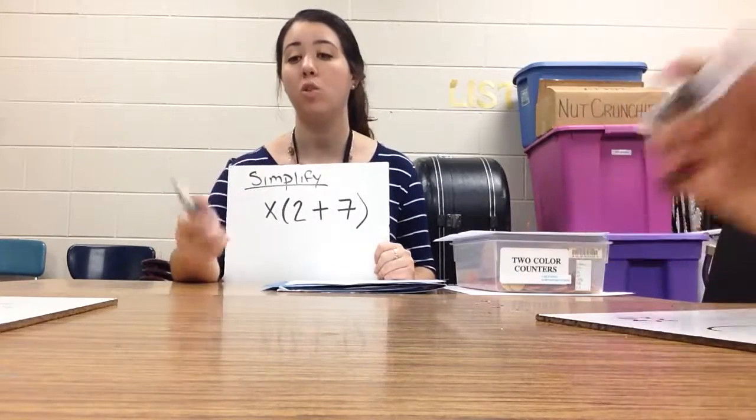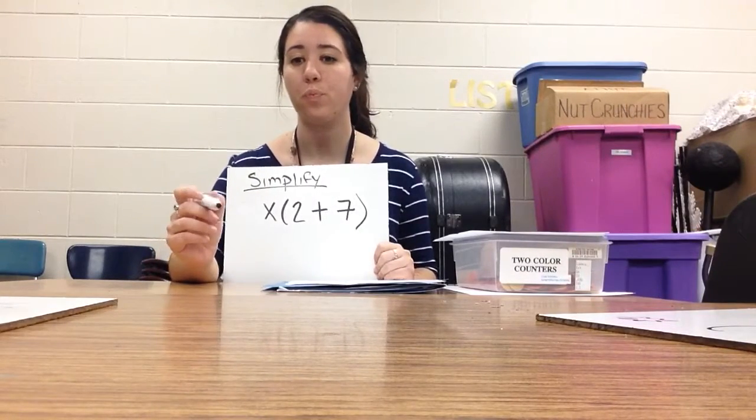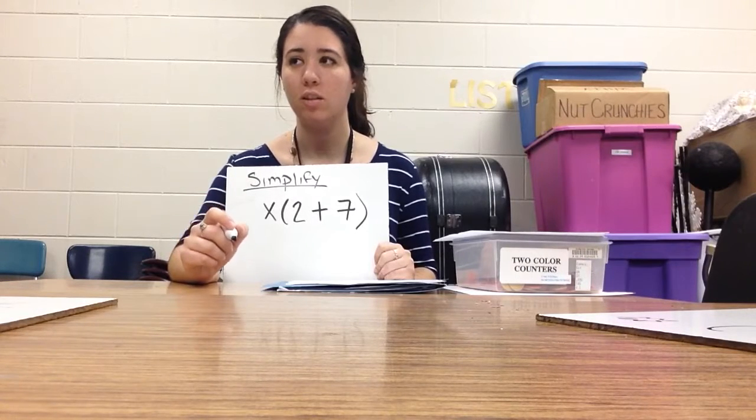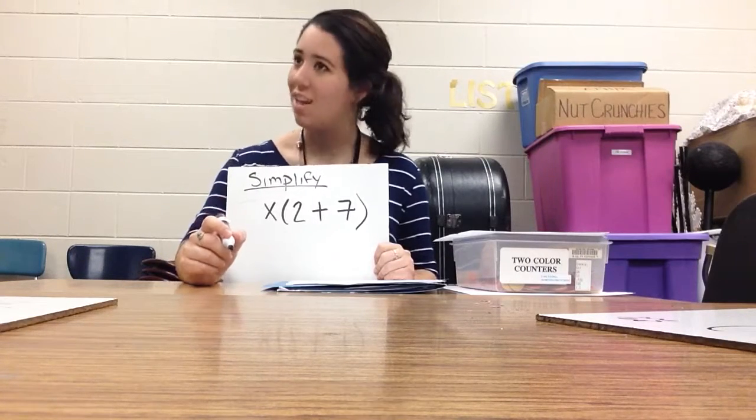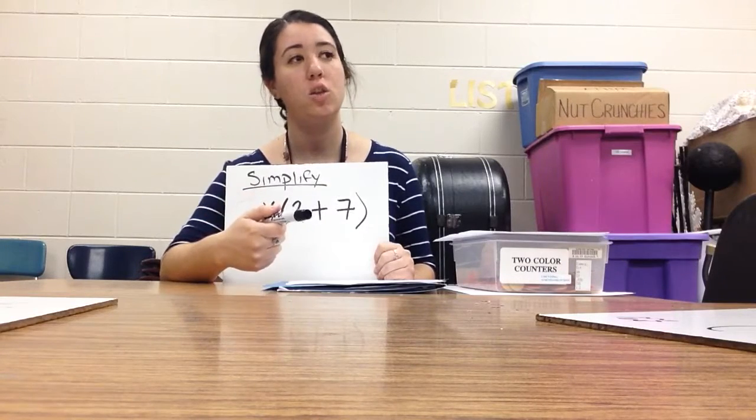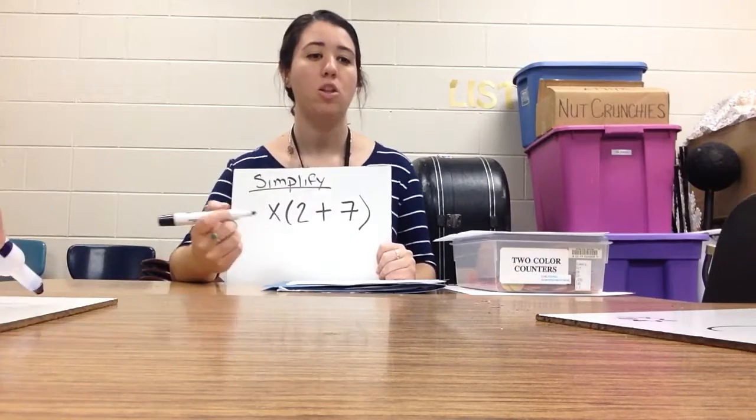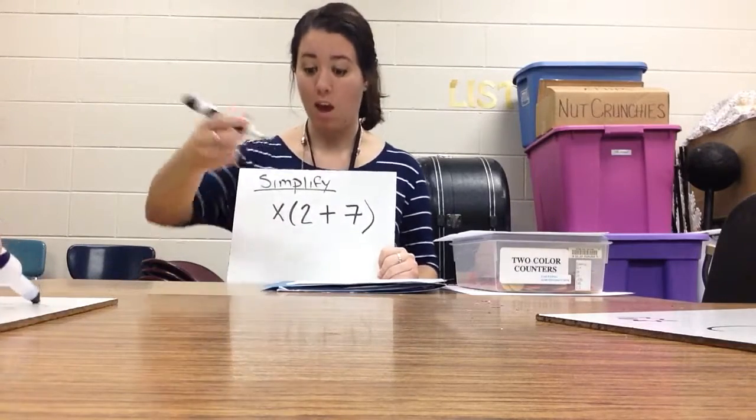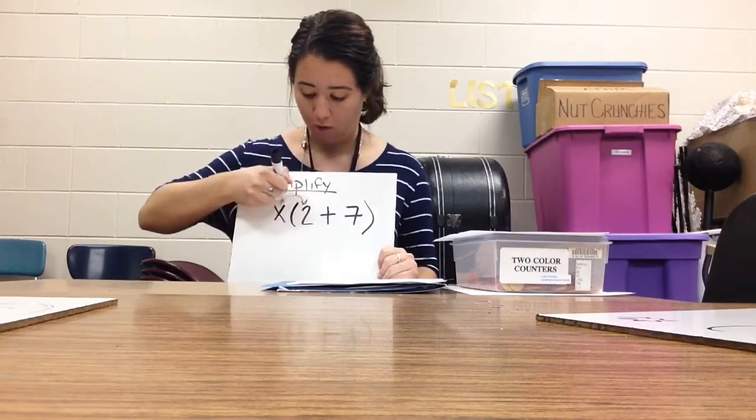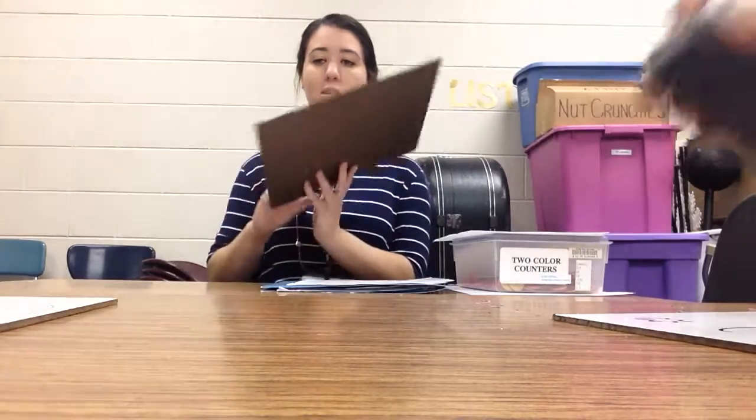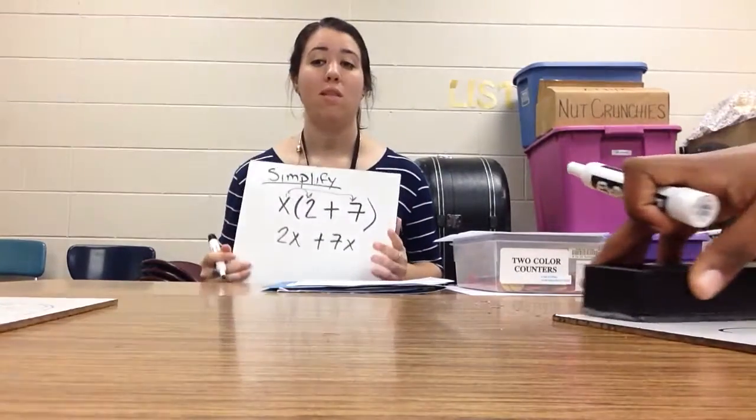Okay, and how did you get that? Because I distributed x into 2 and 7. Yeah, do you know what that property is called? Distributive property? Yes, okay. Do you recall the distributive property? Yes? Okay. Do you ever do the thing where you draw arrows to each?